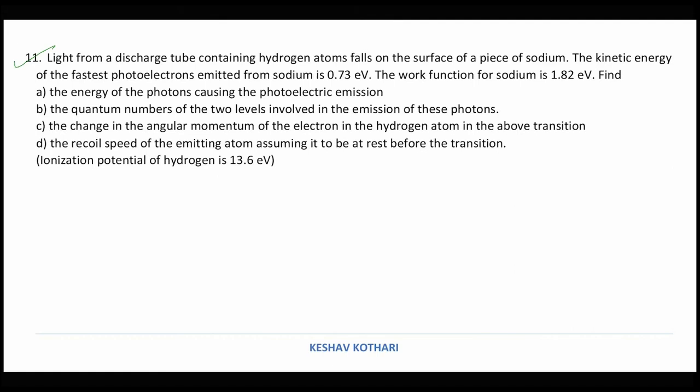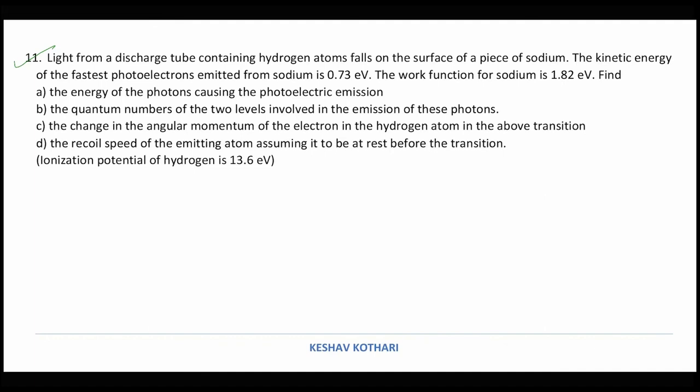Find A part, the energy of the photons causing the photoelectric emission. B, the quantum numbers of the two levels involved in the emission of these photons. C part, the change in the angular momentum of the electron in the hydrogen atom in the above transition. And the last part, the recoil speed of the emitting atom, assuming it to be at rest before the transition.